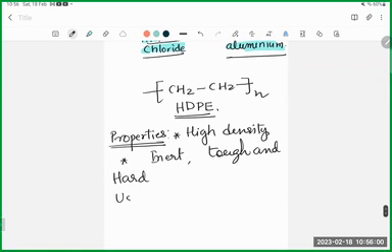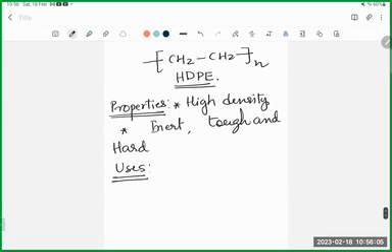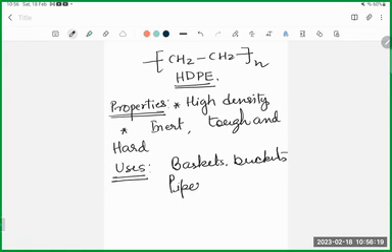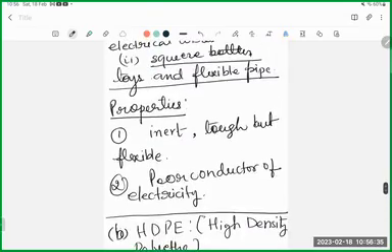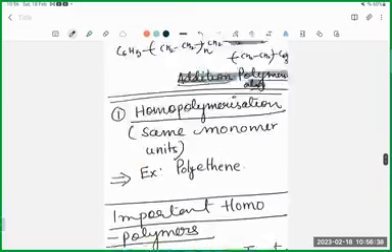And the uses: what type of products can be produced, like basket, bucket, dustbin, these are all made up of it, also bottles and pipes. So let me write basket, bucket, pipes and bottles. Not a squeeze bottle, but the bottle which we use for drinking, the plastic bottle. Okay. Is it clear, Hrudaya?